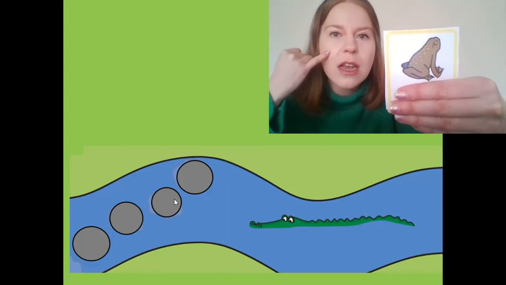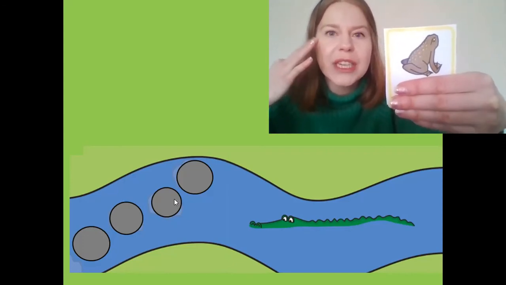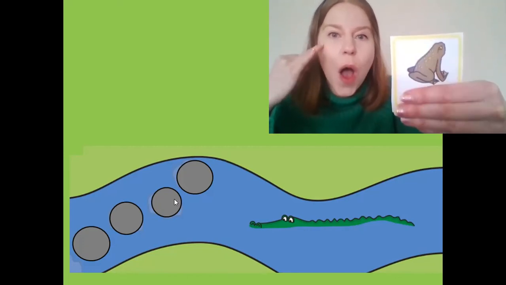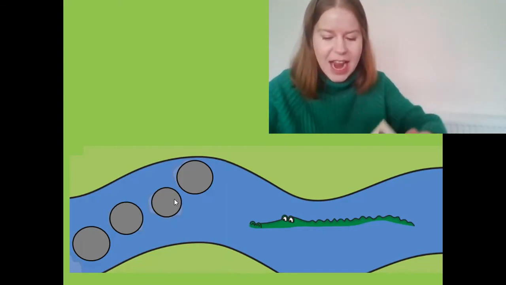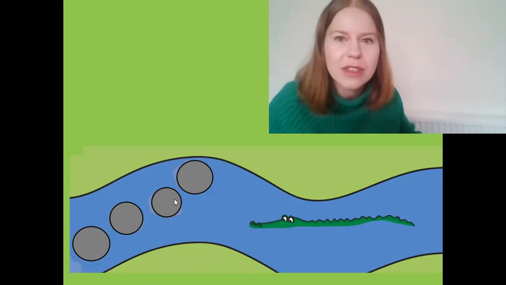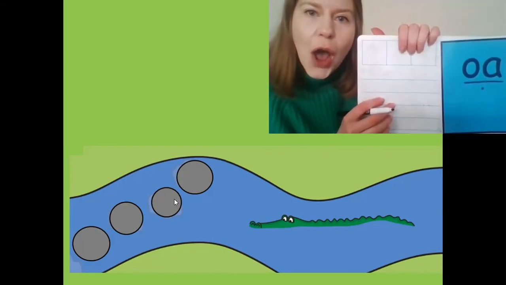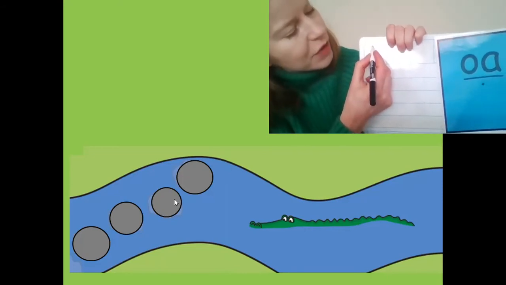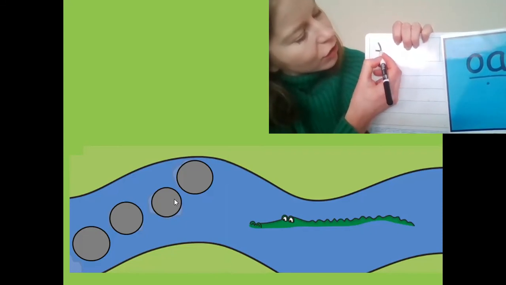T-oa-d. Toad. Let's have another try. T-oa-d. Toad. Lovely. Okay, let's write the first sound all together. What's the first sound you can hear in the word toad? I can hear the t sound. Remember, it's a tall letter. We go down the tower and across the tower.